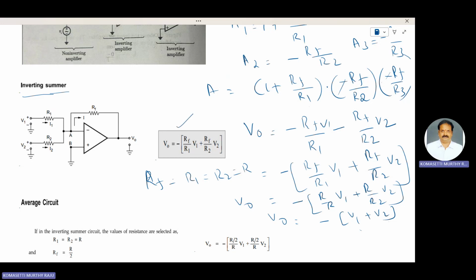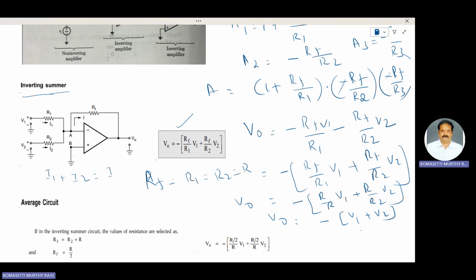Remember these expressions. Output voltage V0 is equal to minus RF by R1 into input voltage V1 plus minus RF by R2 into V2. Minus sign is common: RF by R1 V1 plus RF by R2 into V2. Here I1 and I2 are two currents that enter the node at A. I is away from the node.